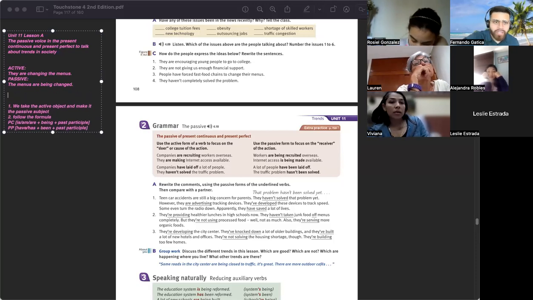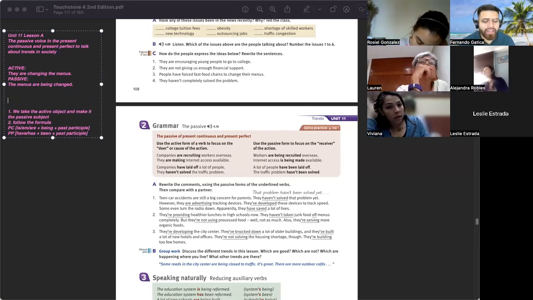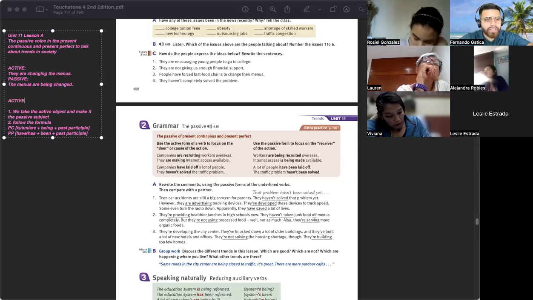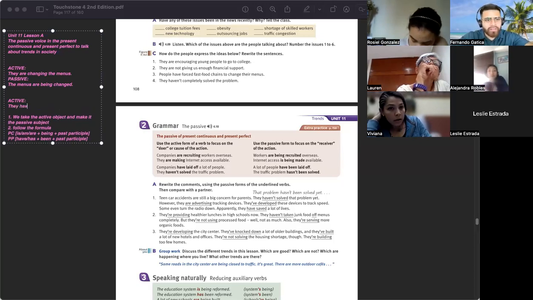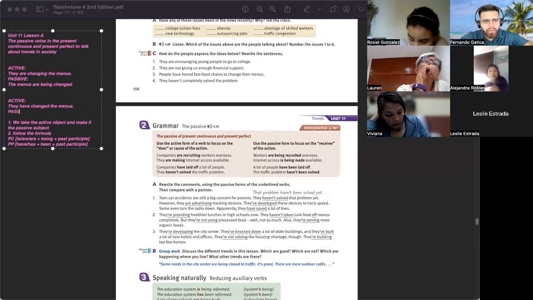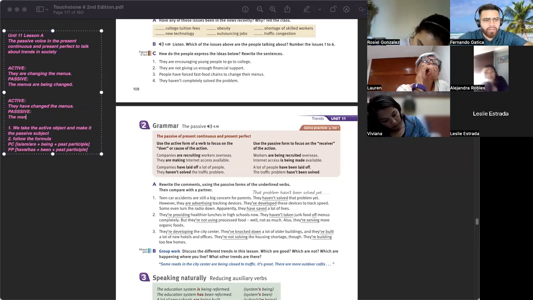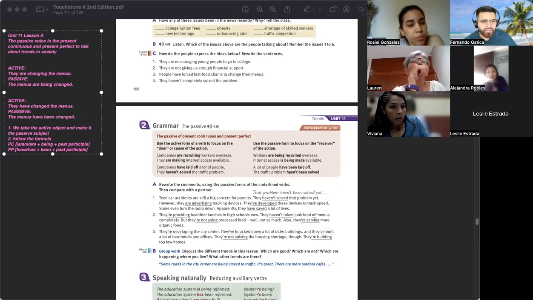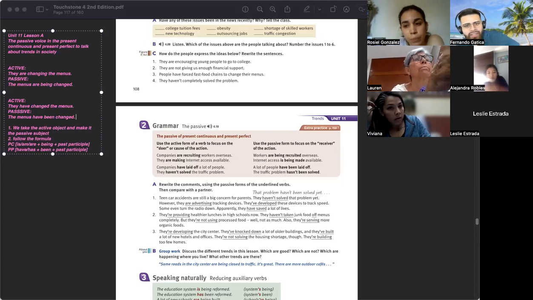So now let me give you a sentence in the active form, in the present perfect, and you change it to the passive. They have changed the menus. In the passive, the menus have been changed. Good. Exactly.